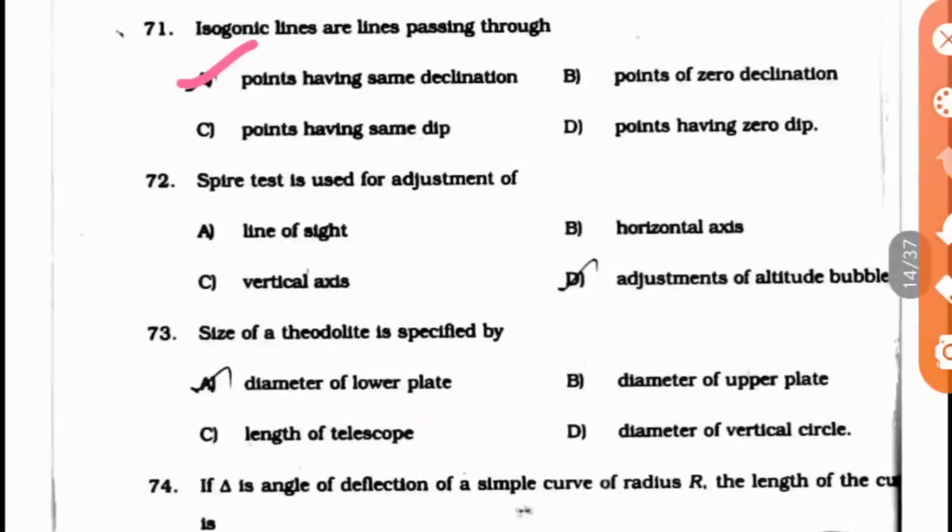Okay. 72. Spire test is used for the adjustment of what? So it is used for the adjustment of horizontal axis. Question 73. Size of a theodolite is specified by what? So the size is actually specified by the plate only. So that is the diameter of the plate. You will get a confusion whether it is upper or lower. The answer is lower plate, the diameter of the lower plate.